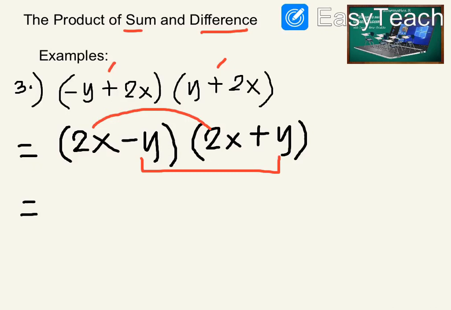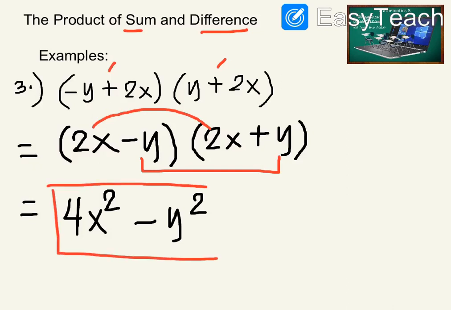So again, that is 2x times 2x. That would mean 2 times 2 will give us 4. x times x will give us x squared, so 4x squared. And then since we're going to multiply negative y times positive y, that would mean negative y squared. And then that's it. So that is our final answer. Okay. So again, we apply the pattern method for the product of sum and difference. So that is why we call this special products, because they have patterns.